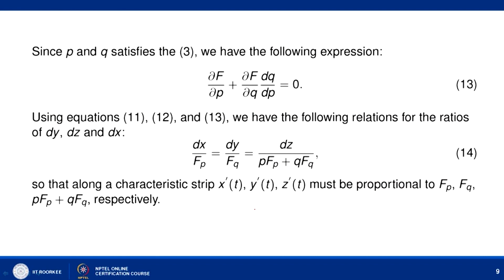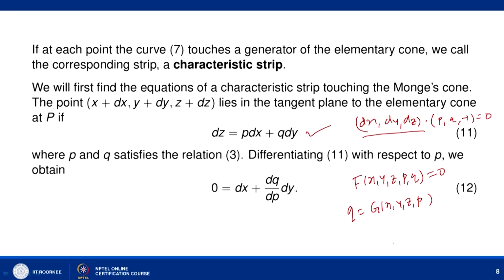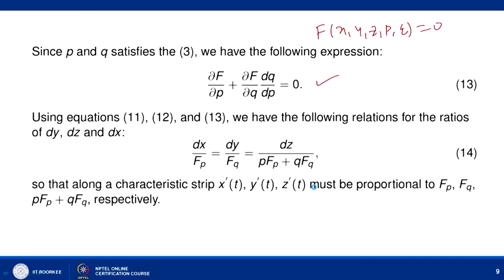But we also know that p and q satisfy the partial differential equation f of x, y, z, p, q equal to 0. So differentiate this also with respect to p. Then we have del f by del p plus del f by del q into dq by dp equal to 0. Using equation number 13 and the previous equation, equation number 12, we can find the relation between dx, dy and dz.